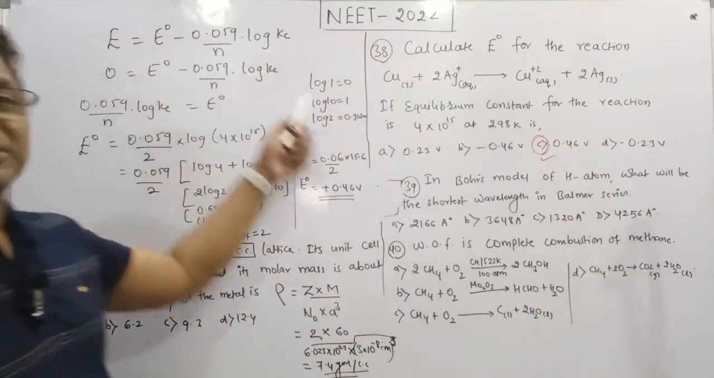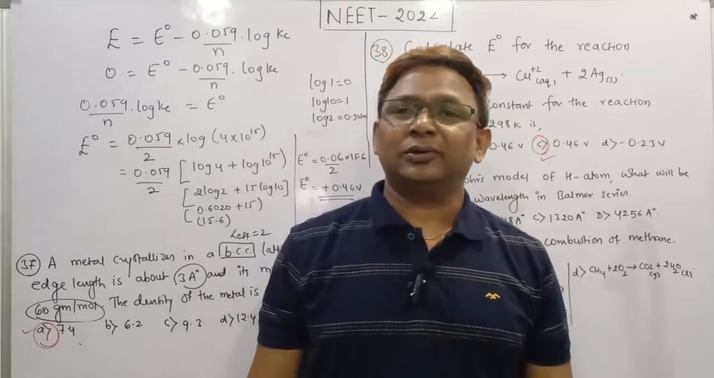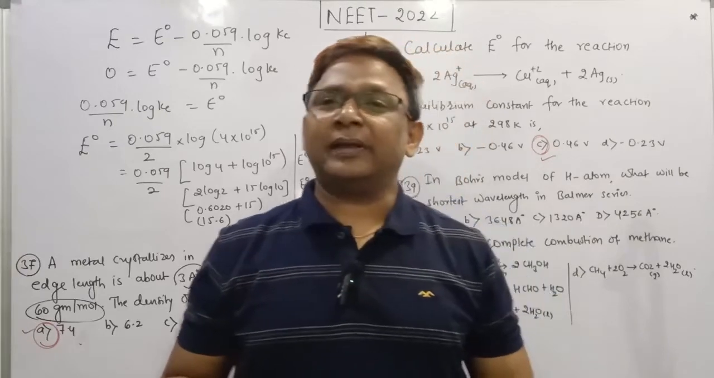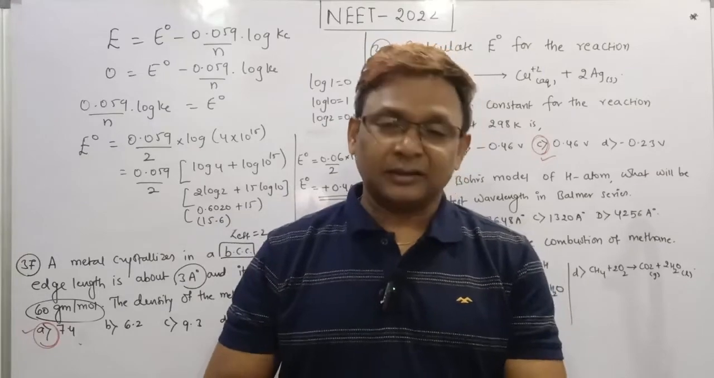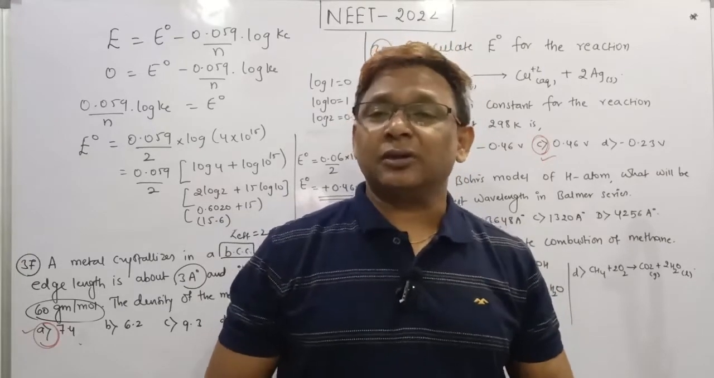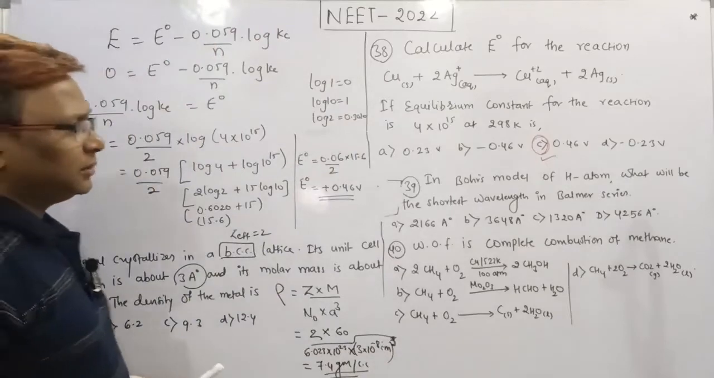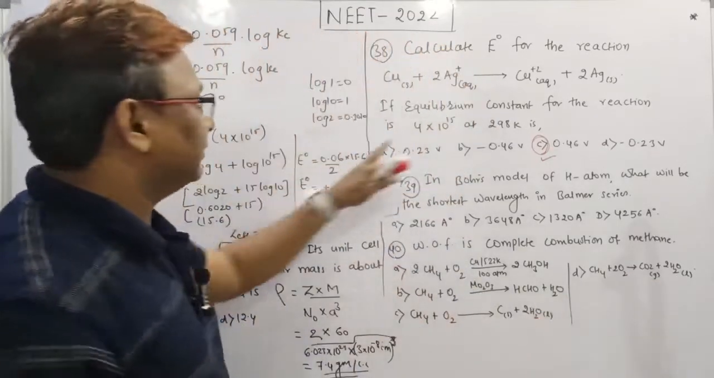See, with another equation, E equal to E naught minus 0.059 by n into log to the base 10 of the concentration of product by reactant, or directly we can say the product by reactant can be taken as Qc or the Kc. Kc is at the equilibrium. Question number 39. I'll clean this part better, then we'll discuss this one.